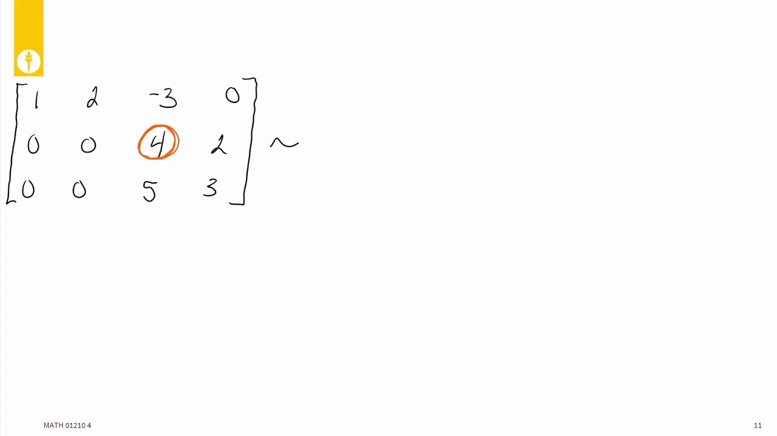How would you make 4 1? By using type 2, which is multiplying by a non-zero constant. 1/4. So I'm multiplying row 2 by a quarter. Now again, technically the notation is this. Row 2 is replaced with a quarter row 2. But again, it's always implied that with constant multiplication, it's replacing the same row. So I'll just leave it as a quarter row 2.